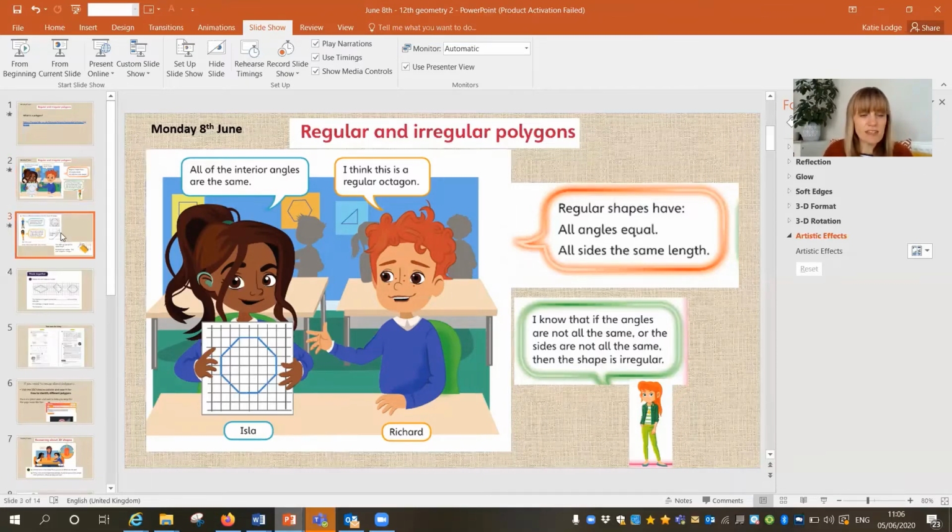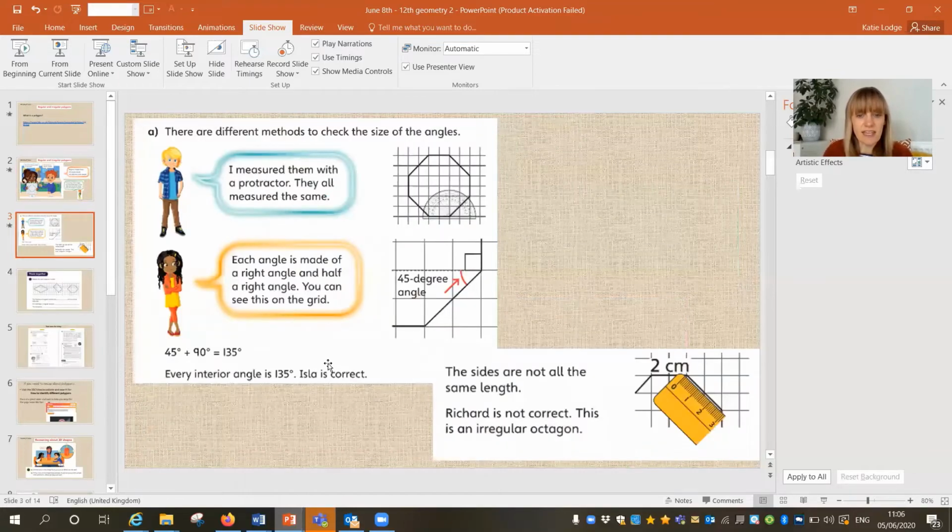But if we have a look at this next slide, it's saying here that there's different ways you can measure the angles. So here, he's used a protractor. All right, and it's very, very tiny, but it's showing that the angle is 135 degrees. Now, this girl here has spotted quite cleverly that each angle is made of a right angle and then like a square cut in half. And we know that from looking at this before, that if you've got an angle that's going straight through a square like that, it's going to be half of that right angle.